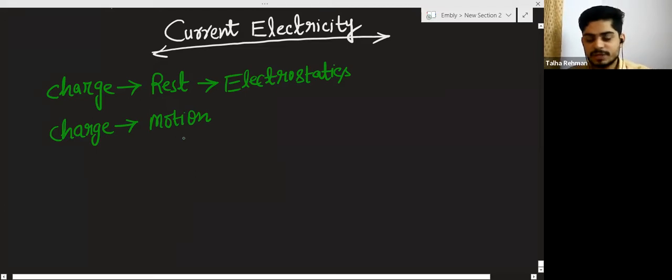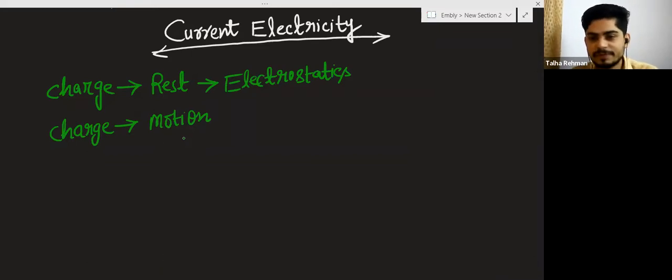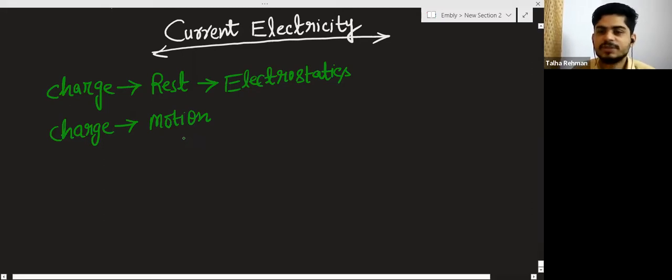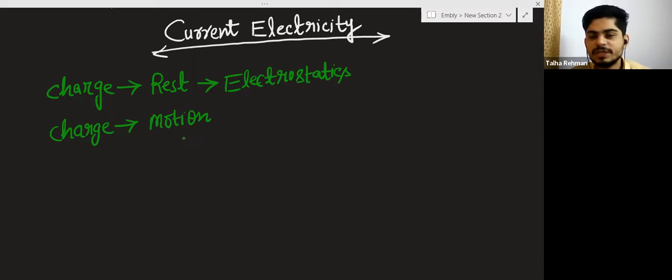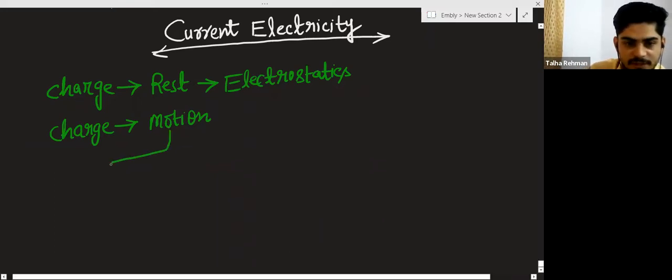About motion from the 11th class, if you have forgotten, then no problem. There are two types of motion: uniform motion and accelerated motion. In uniform motion, the velocity is constant. Or you can move with variable velocity, meaning your velocity is changing with time, with 5 meter per second in east, after that 10 meter per second in east.